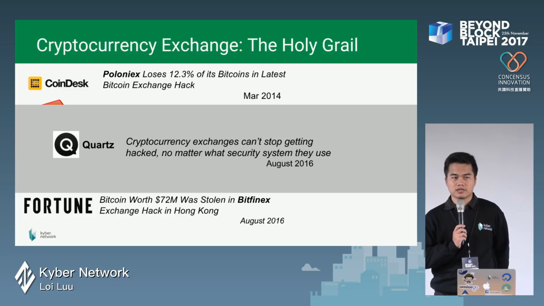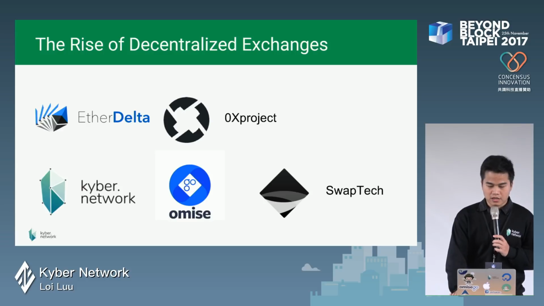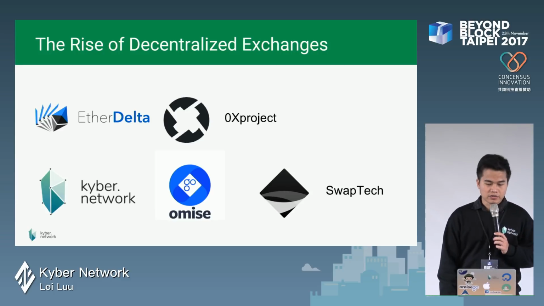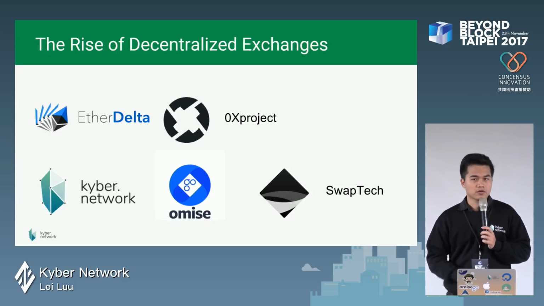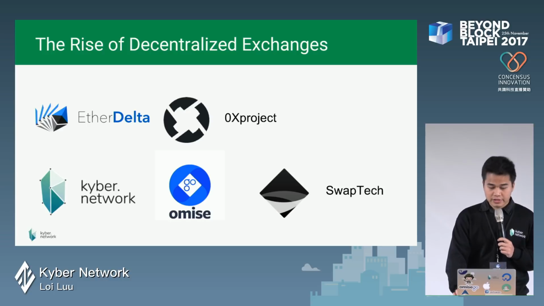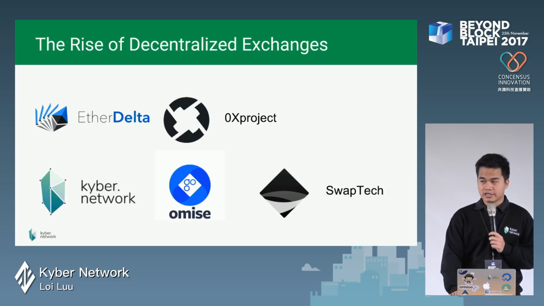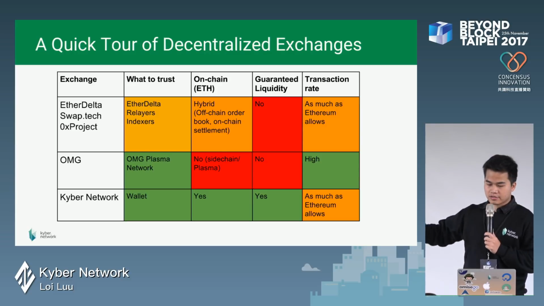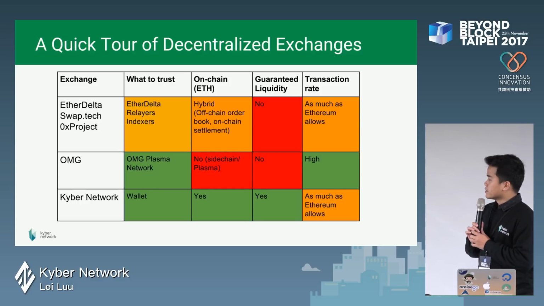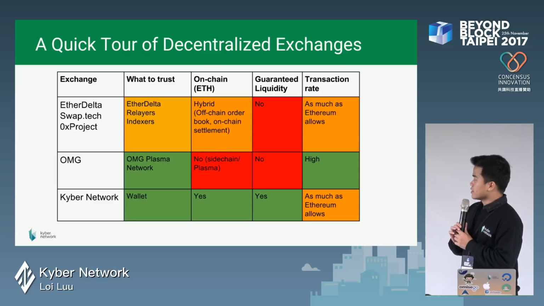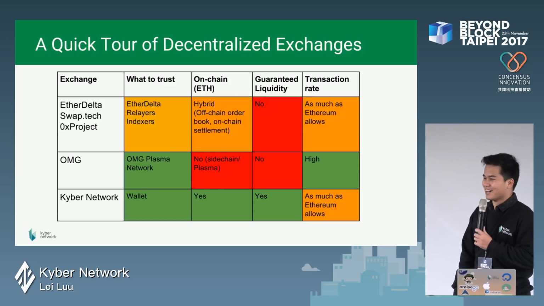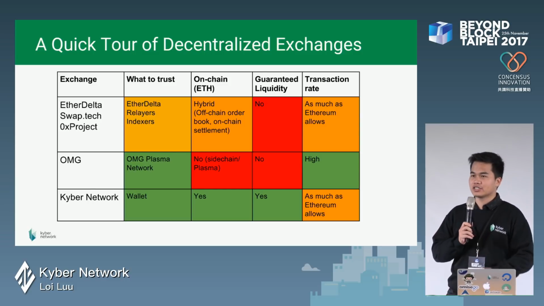So that's why recently we have seen a lot of decentralized exchanges which are building on top of Ethereum. So we have EtherDelta, 0x, Kyber Network, Omisego, SwapTech. I'm not going to talk about the details of all these exchanges, but this is roughly a brief comparison between all the exchanges. The properties that I choose here are a little bit biased, because I just want to tell the difference between Kyber and all these other exchanges, right?